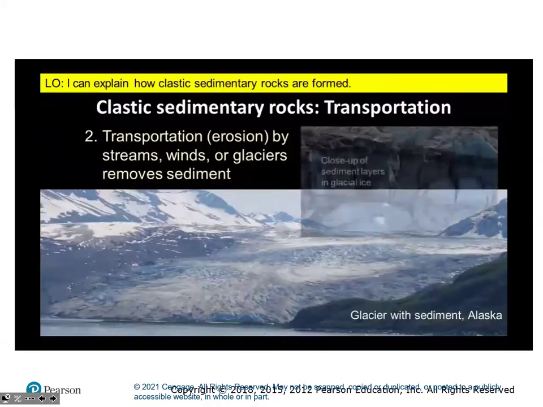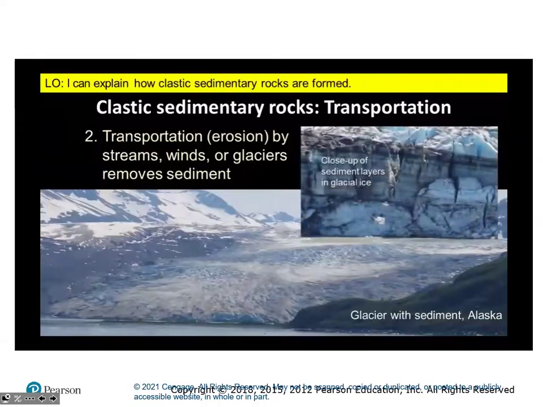For example, the dark surface of the Reed Glacier in Alaska reflects that sediment is exposed as ice melts. If we look closely at the glacier, we can see layers of sediment encased in the ice.